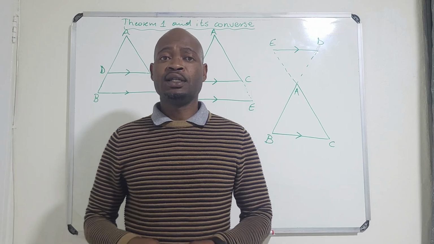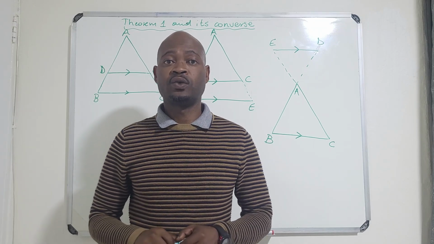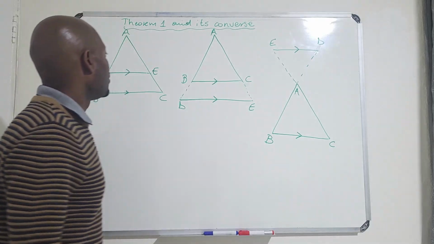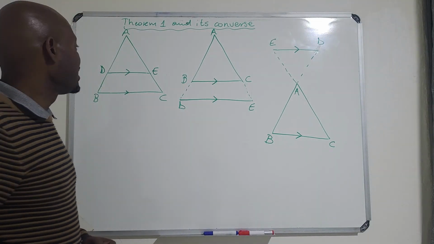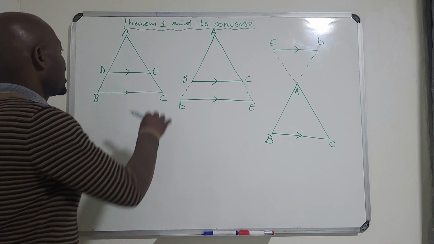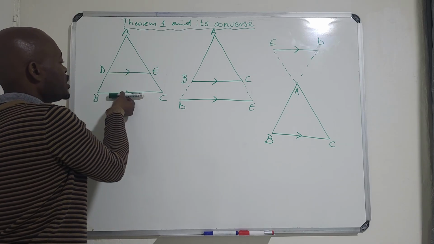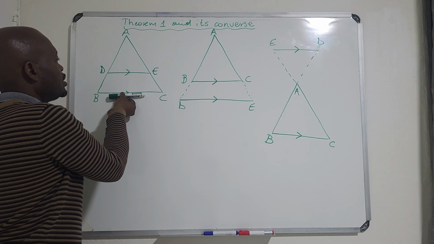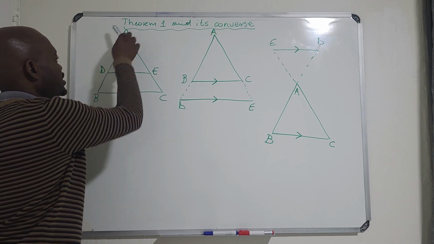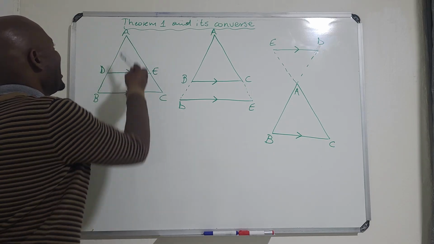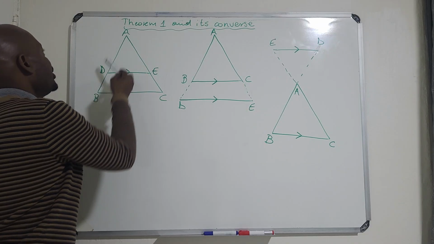Now, let's state theorem number 1 in grade 12 and its converse. Theorem number 1 states that if a line is drawn parallel to one side of a triangle, then this line divides the other two sides in the same ratio.